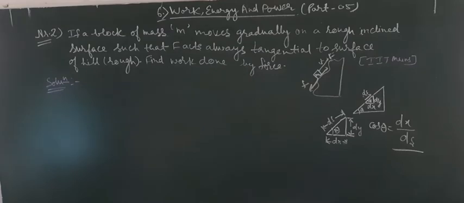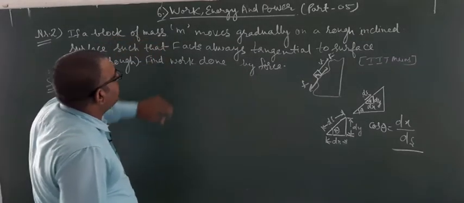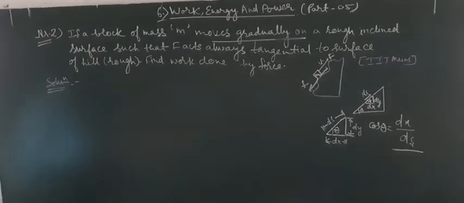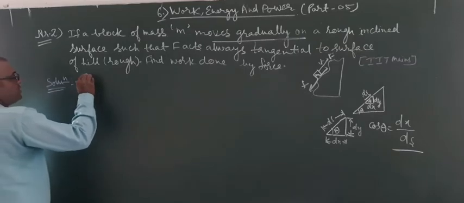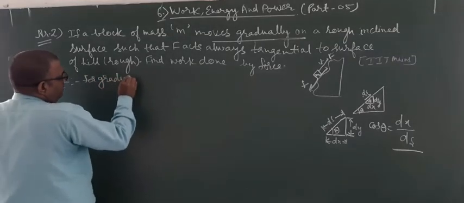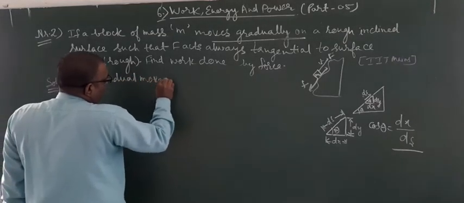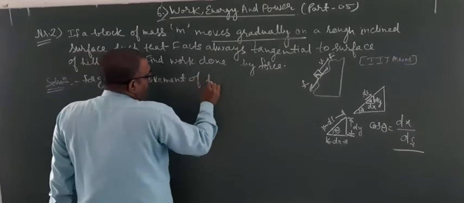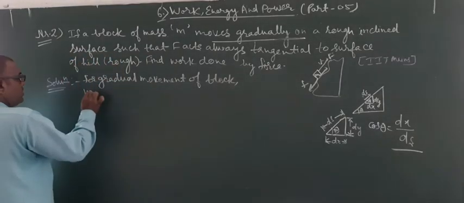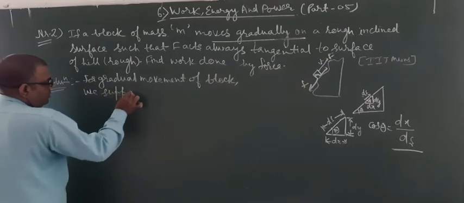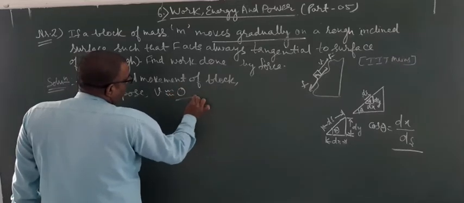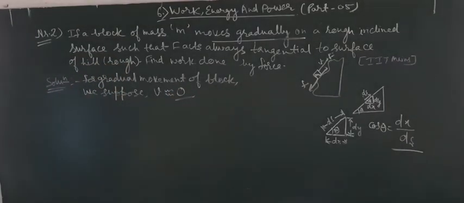Now here it is written in the question, the block of mass m moves gradually, means very slowly. So for the gradual movement of the block, we suppose V is approximately equal to 0.